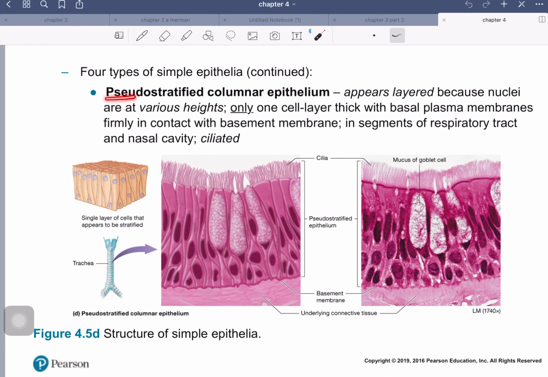And that's why we call it pseudo-stratified columnar. Now, it appears layered because the nuclei are at various heights. Right? Unlike the previous one where all the nuclei tended to be in the basal area, here the nuclei are kind of spread out all over the place in the individual cells. But they all touch or are in contact with the basement membrane. Where do I find this? By the way, you notice that there's cilia up here, right? So these are ciliated. And some of the examples where we find it are the respiratory tract, nasal cavity.